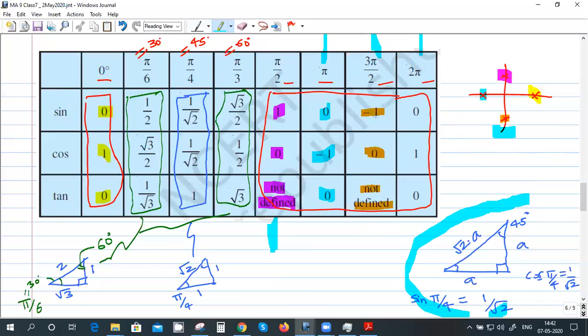If you take a right angle triangle with side a and side a, what is the hypotenuse? Square root of 2 into a, by the Pythagoras theorem. And what is this angle? First of all, these two angles are the same, because it's an isosceles triangle. So if you know this triangle, you can get this column. The values in this column you should get from this triangle.